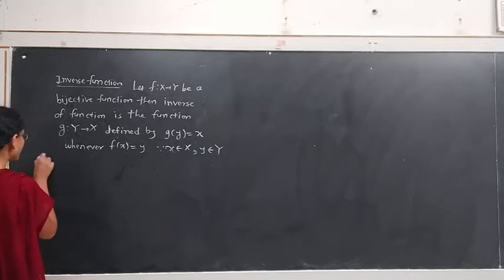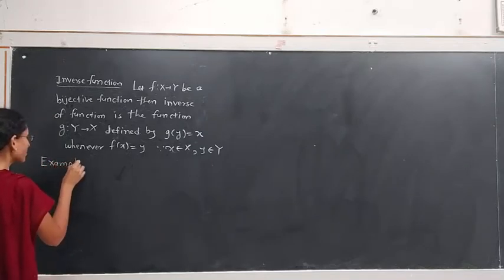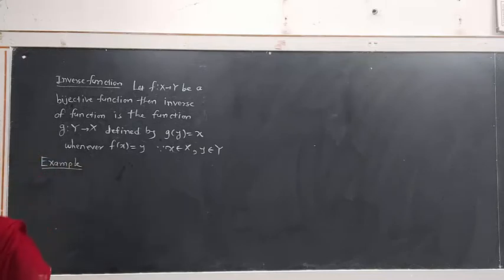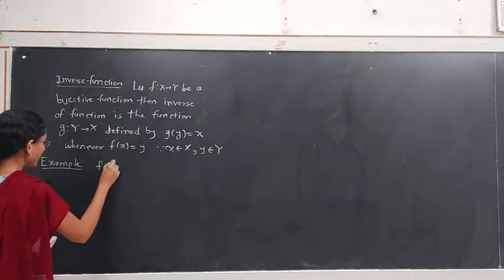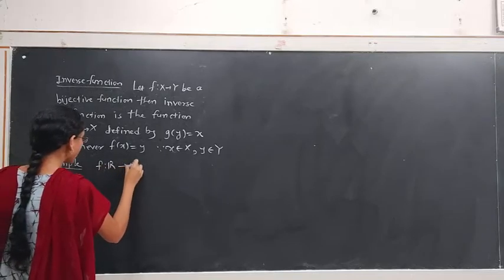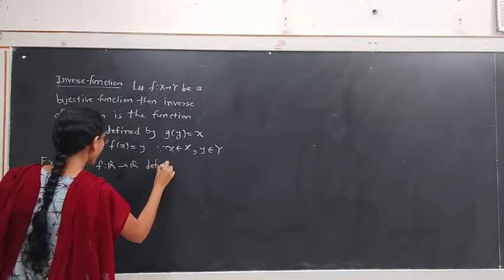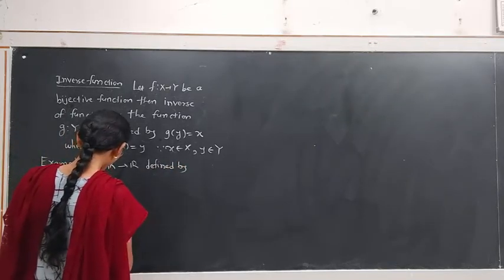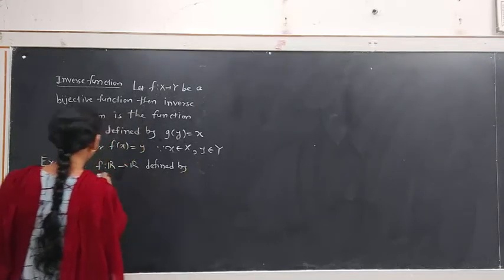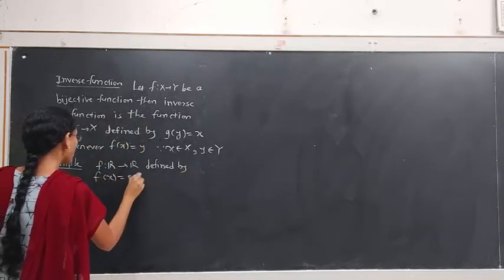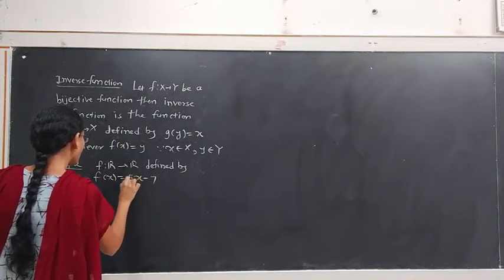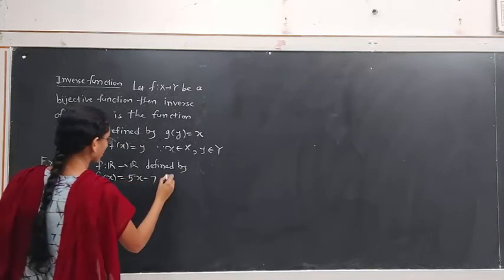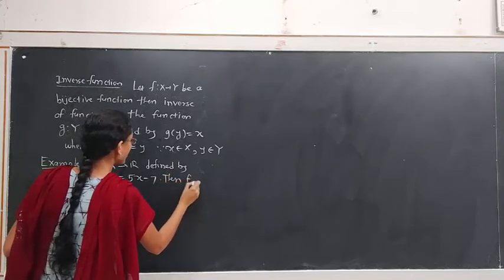For example, f from R to R defined by f of x is equal to 5x minus 7. Then find the inverse of the function here.